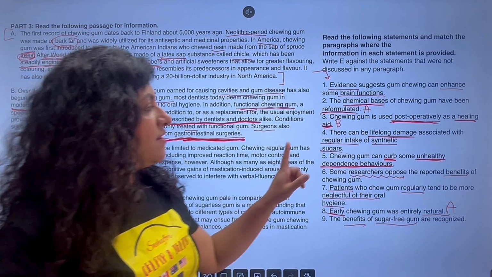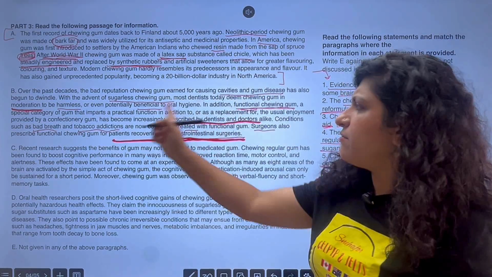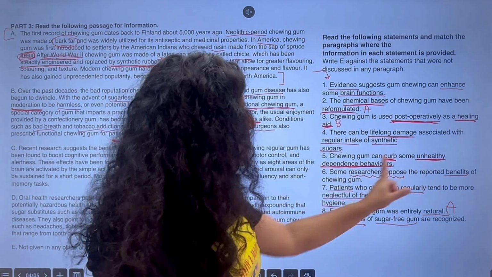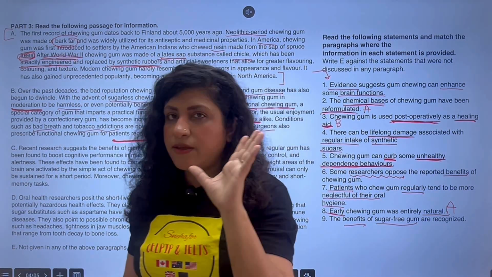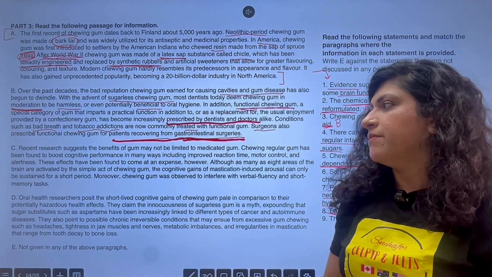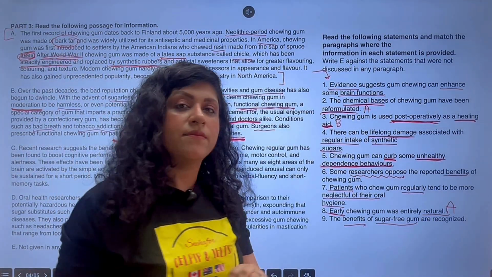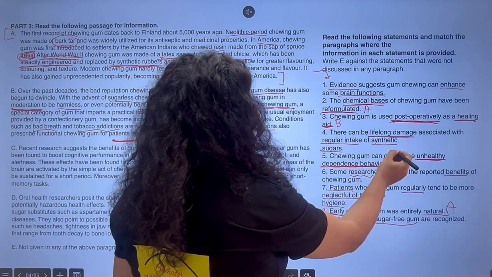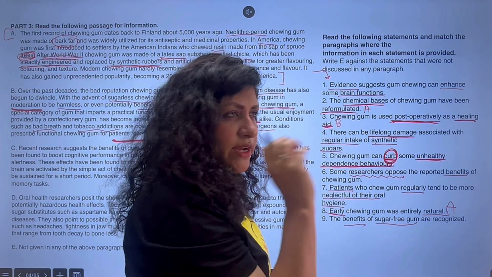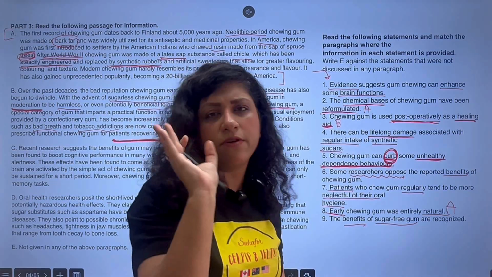Fourth says, lifelong damage with regular intake of synthetic sugars. It does not talk anything related to lifelong damage. 5. Chewing gum can curb some unhealthy dependence behavior. Now, this one is a bit tricky. And this one, it's there in B. It's hard to find. And in your examination, you have such questions which have this complex paraphrasing. Try to understand. Curb, as I said, means to make something less, to put an end to something. Unhealthy behavior, it's a negative word, right?